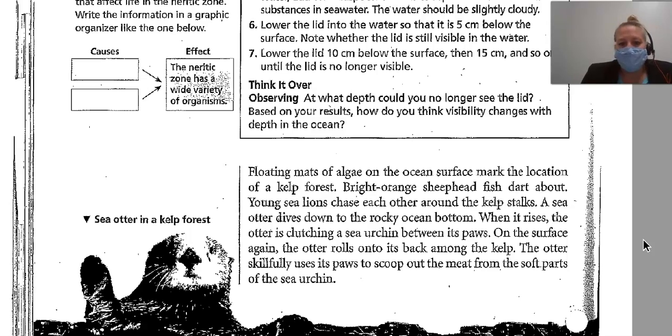Floating mats of algae on the ocean surface mark the location of a kelp forest. Bright orange sheephead fish dart about. Young sea lions chase each other around the kelp stalks as a sea otter dives down to the rocky ocean bottom. When it rises, the otter is clutching a sea urchin between its paws. On the surface again, the otter rolls on its back among the kelp. The otter skillfully uses its paws to scoop out the meat from the soft parts of the sea urchin.